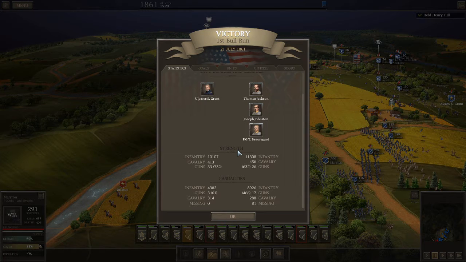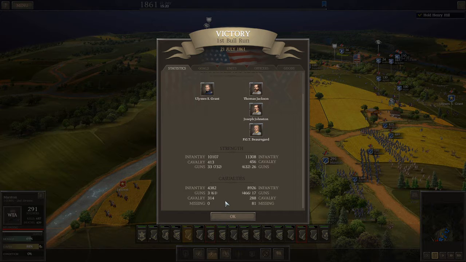Grant and 10,000 Union Army soldiers with 413 cavalry and 33 guns, 732 crew members went up against Thomas Jonathan Jackson, Joseph Johnston, PGT Beauregard, the commander of... I am pretty sure that's still the same one. Sometimes I get confused between two of the generals. I know there's another Beauregard, but I think that is the one that's... No, I think I'm wrong. Someone can correct me if I am.